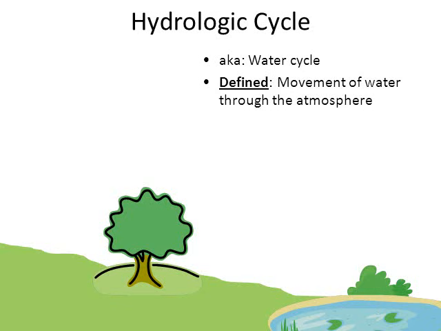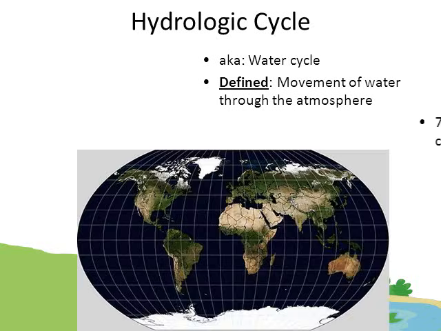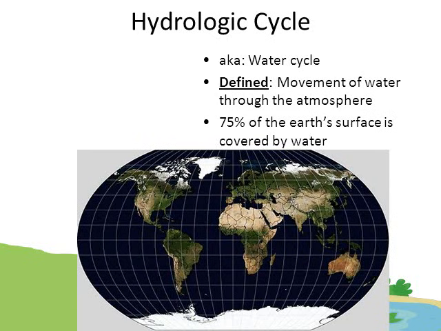Now, when I look at the water cycle or the hydrologic cycle, its definition is simply the movement of water through the atmosphere. So when we look at a picture of the Earth here, we can see that the vast majority of the surface of the Earth is covered by water, about 75%.